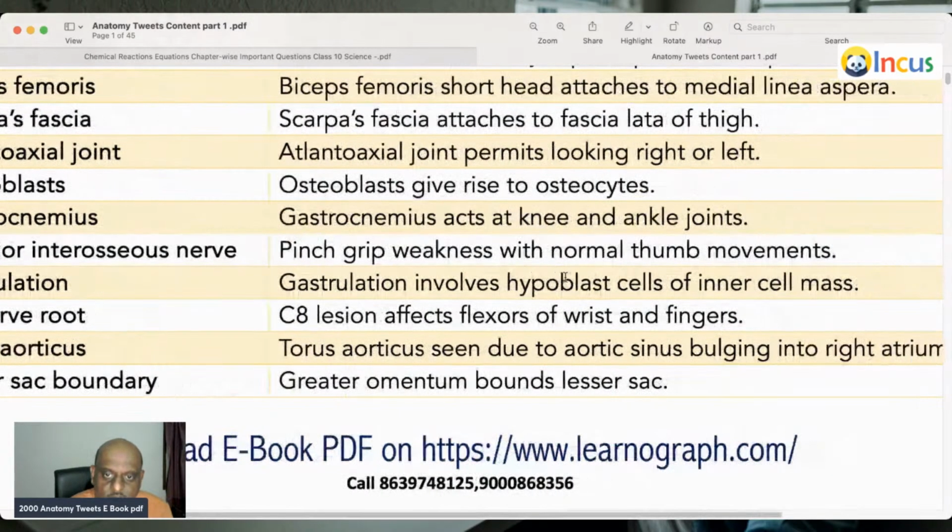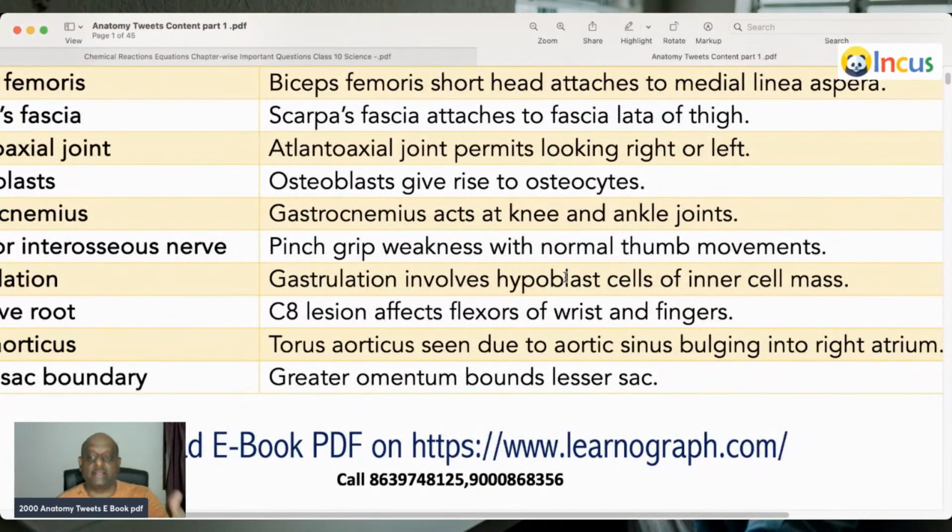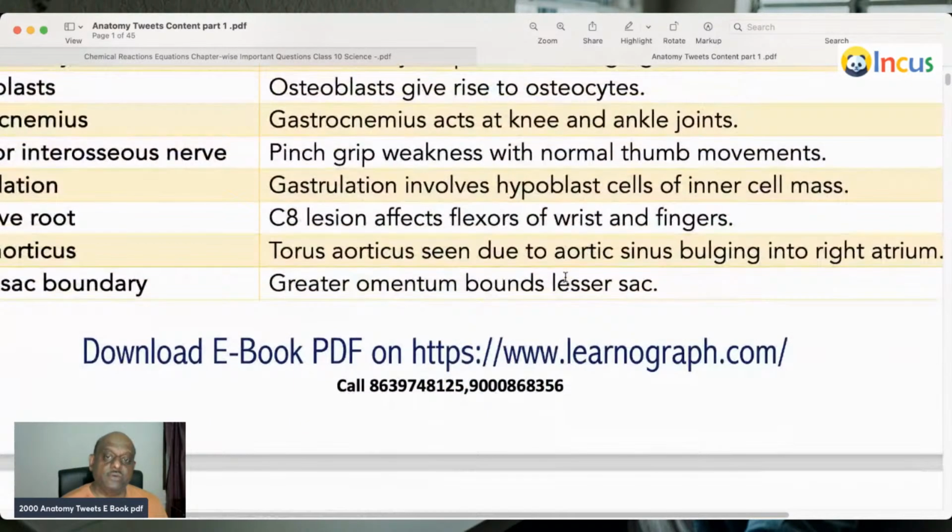Now, what is torus aorticus? Typically, it is seen as a bulge in the right atrium. It is because of the aortic sinus, is what you need to remember.